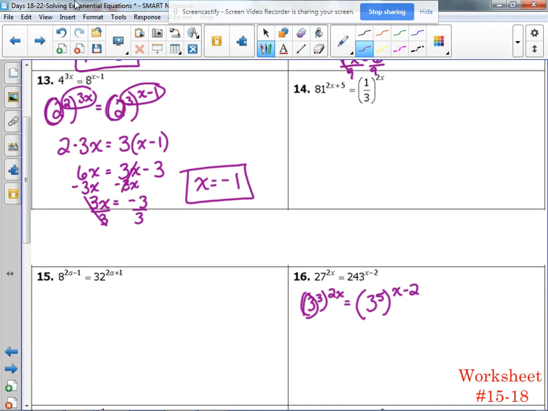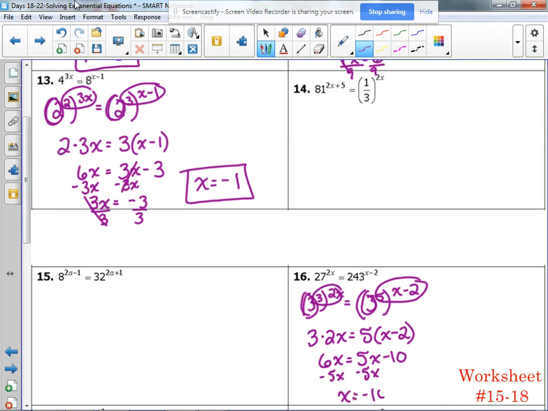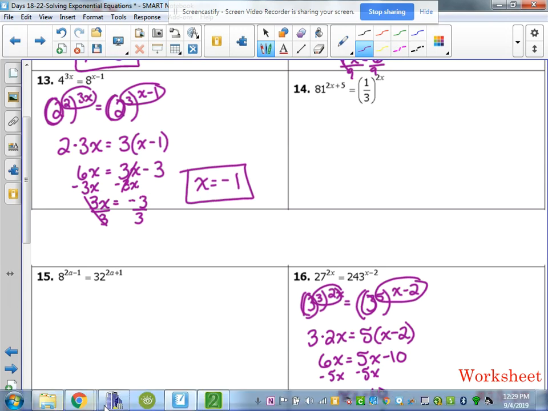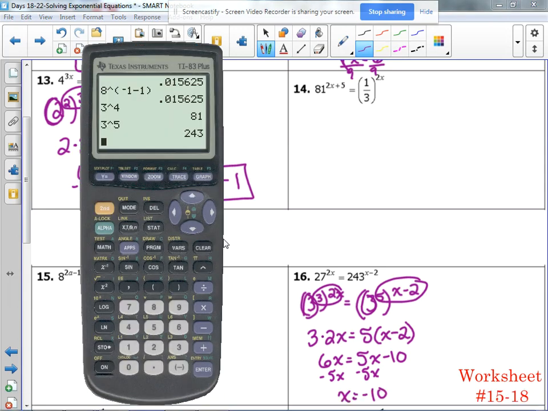Okay, so we've got the same base. Multiply those exponents. 3 times 2x is equal to 5 times x minus 2. 6x is equal to 5x minus 10. Subtract the 5x. x is equal to negative 10. That seems a little large. We haven't had many answers that big, so I definitely want to check that one.